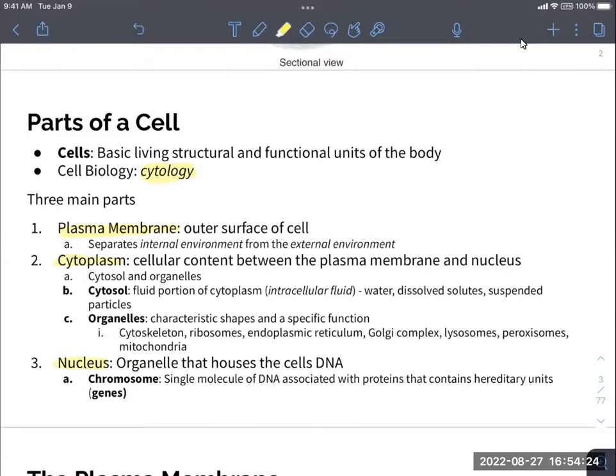Our nucleus. Our nucleus is where the DNA is kept. And within that nucleus, we have chromosomes. A chromosome is a single molecule of DNA associated with proteins that contain some hereditary units or genes.